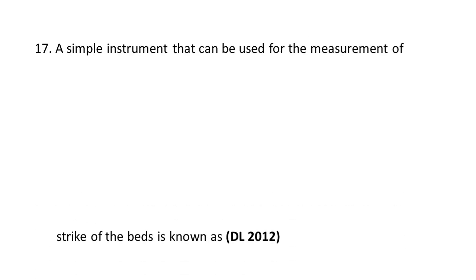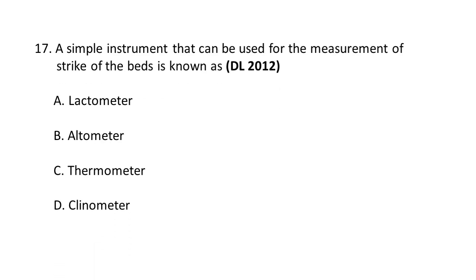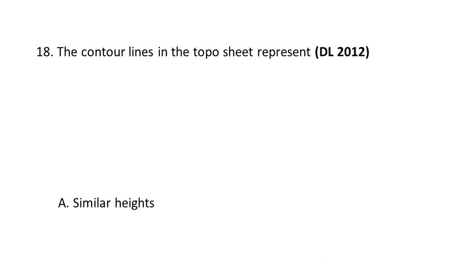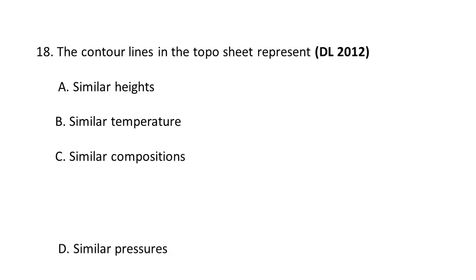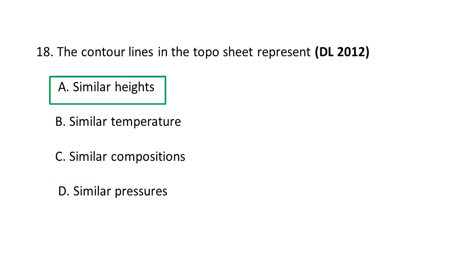Next question. A simple instrument that can be used for the measurement of strike of the beds is known as A. lactometer, B. altimeter, C. thermometer and D. clinometer. Simple instrument that can be used for the measurement of strike of the beds is known as D. clinometer. Next question. The contour lines in the topo sheet represent A. similar heights, B. similar temperature, C. similar compositions and D. similar pressures. The contour lines in the topo sheet represent similar heights. A is the correct option.